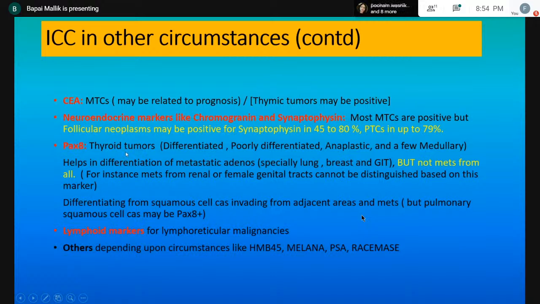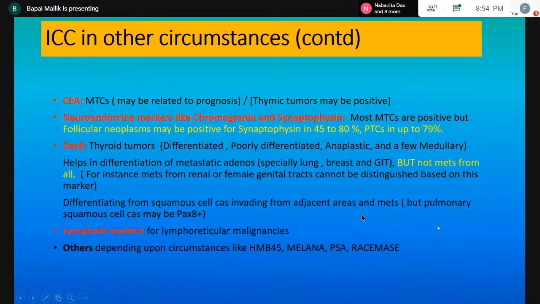TTF-1 is very good for thyroid tumors, especially for anaplastic carcinomas. It is also helpful as a supportive feature for metastasis, okay, especially from lung, breast, GIT, which are negative most of the time, but not for metastasis from all tumors. For example, tumors from the renal and female genital tract are of course going to be positive, as well as other tumors, not going into the details of that. And squamous cell carcinomas, okay, good from the adjacent areas, but some pulmonary squamous cell carcinomas have been shown to be positive, so be very careful.